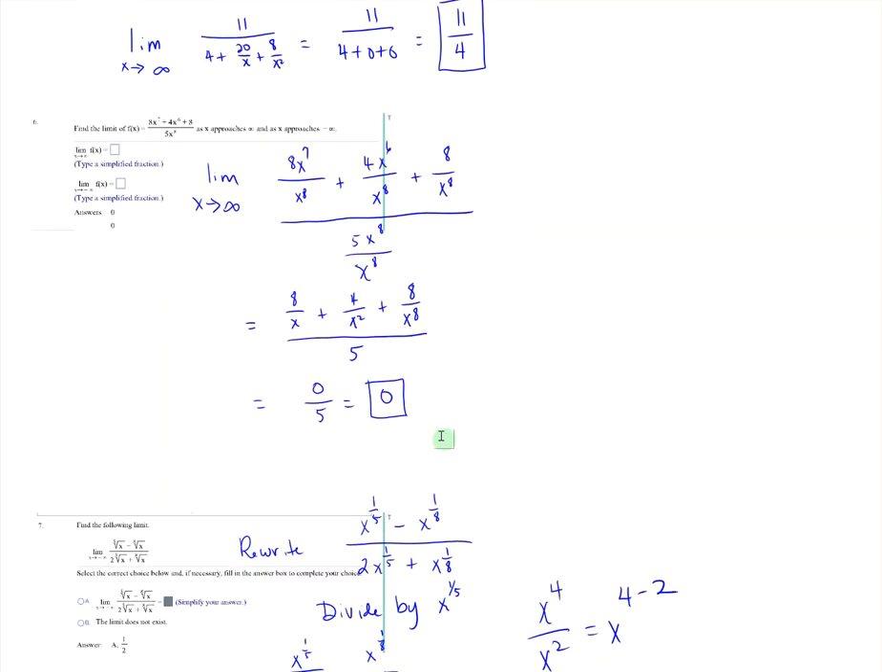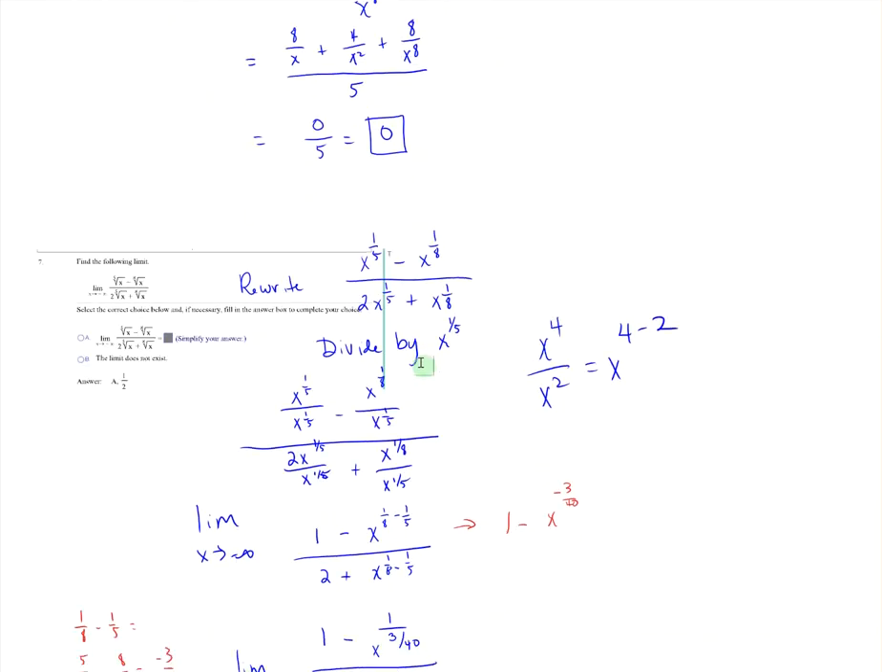Number 6, same idea. What's the largest power of x in the bottom? x to the 8th. We'll divide every piece by x to the 8th, and we simplify, and we get 8 over x plus 4 over x squared plus 8 over x to the 8th over just 5. So this one goes to 0, to 0, to 0. 0 over 5 is 0. And if you think back to the horizontal asymptotes, the degree of the top is less than the degree of the bottom, so y equals 0 would be your horizontal asymptote.